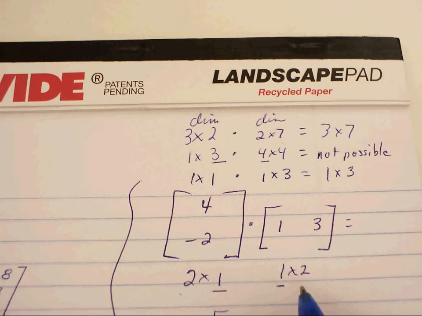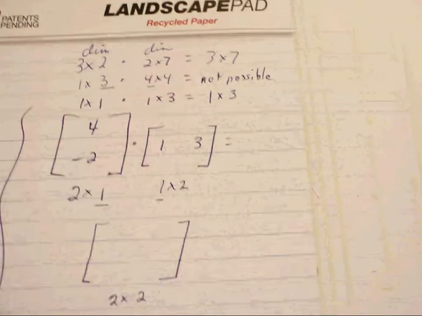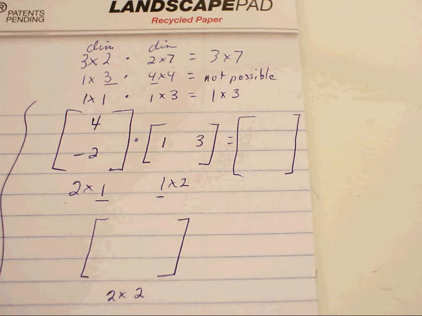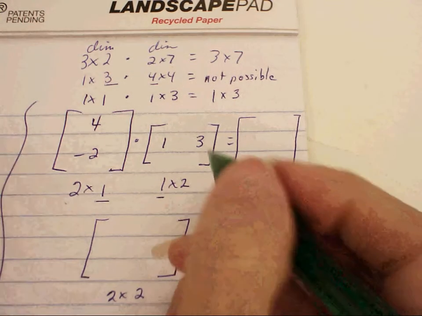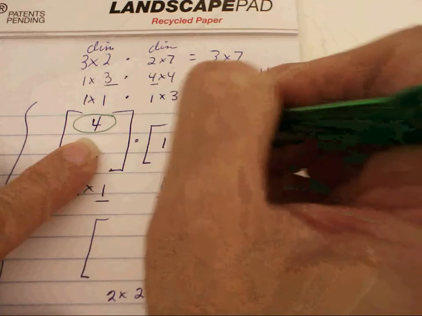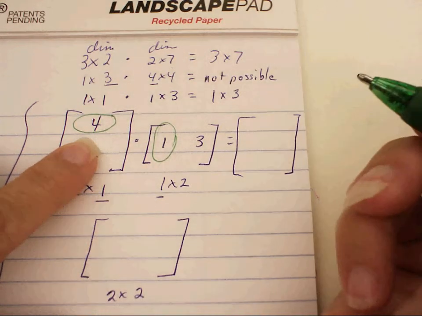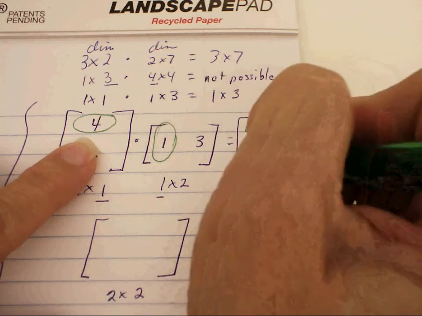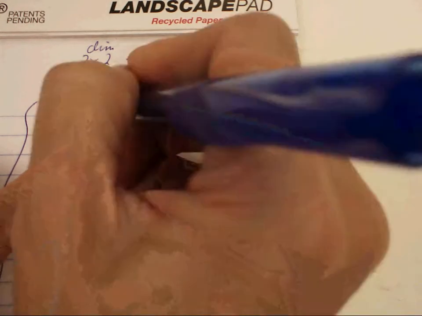How about if I gave you a 1 by 1 and a 1 by 3? What will my answer matrix be? Erica? 1 by 3. So now, if I ask this question again, it's a 2 by 1 and a 1 by 2. Britta, what's my answer matrix? 2 by 2. Perfect.